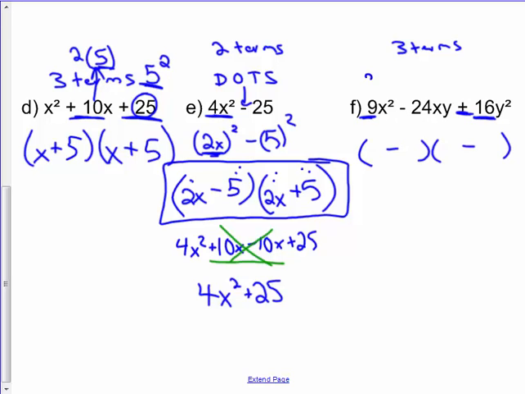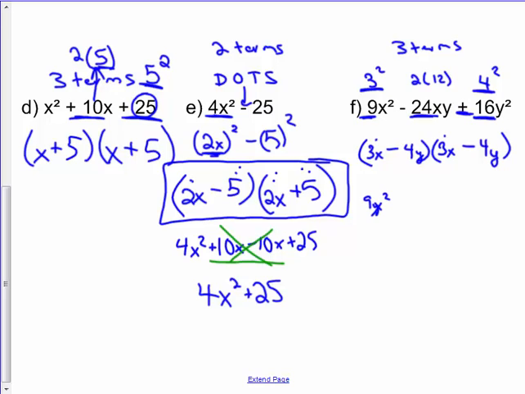So the first ones I'm going to try are 3x and 3x. Notice 9 is 3 squared, 16 is 4 squared. Well, if I do 3x and 3x, and I do minus 4y and minus 4y, look at what happens to my middle term. My middle term is twice the 3 times 4. 3 and 4 is 12, so twice 3 and 4 is 24.